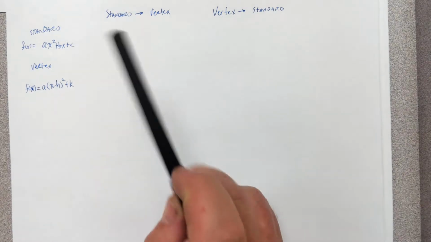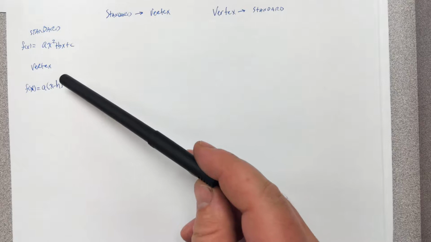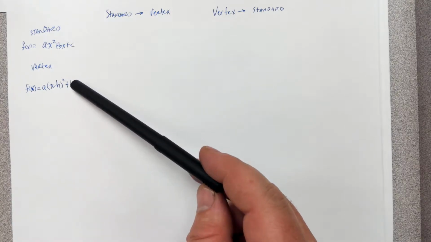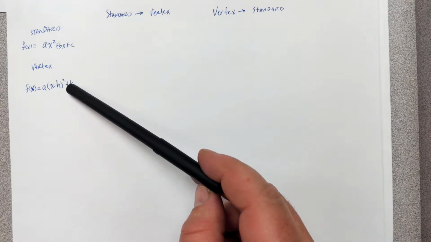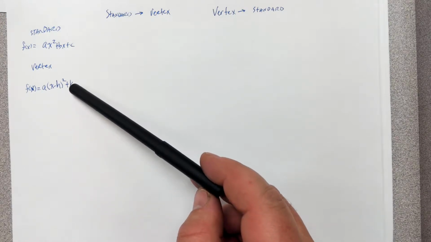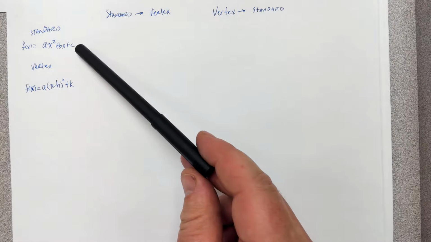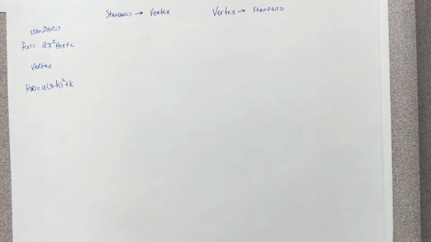Okay, and so a couple other things real quick. You can find the vertex of this one by looking. It's the opposite of whatever that number is for the x coordinate, and then that number for the y coordinate. And this one you can find the y-intercept just by looking.